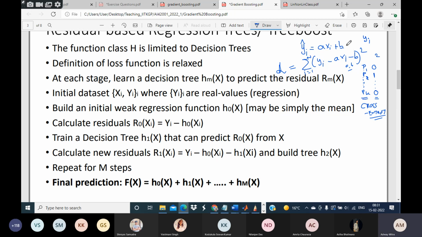Similarly, in case of logistic regression, what is the loss function that we minimize? Least square error? No, least square error you minimize in case of linear regression. In case of logistic regression, what do you minimize?